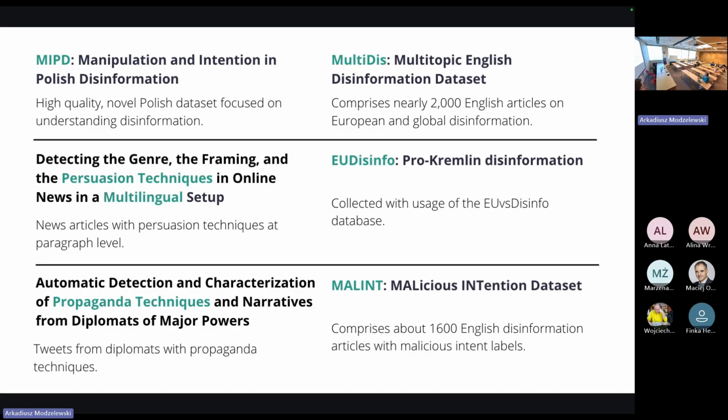And actually, the first datasets I worked on during my PhD studies almost 3 years ago were datasets that were used at 2 workshops. The first one was a workshop with the task of detecting the genre, the framing, and the persuasion techniques in online news in a multilingual setup. And the second one was a workshop called Diplomats. During Diplomats, we worked on tweets. Diplomats is about automatic detection and characterization of propaganda techniques and narratives from diplomats of major powers.